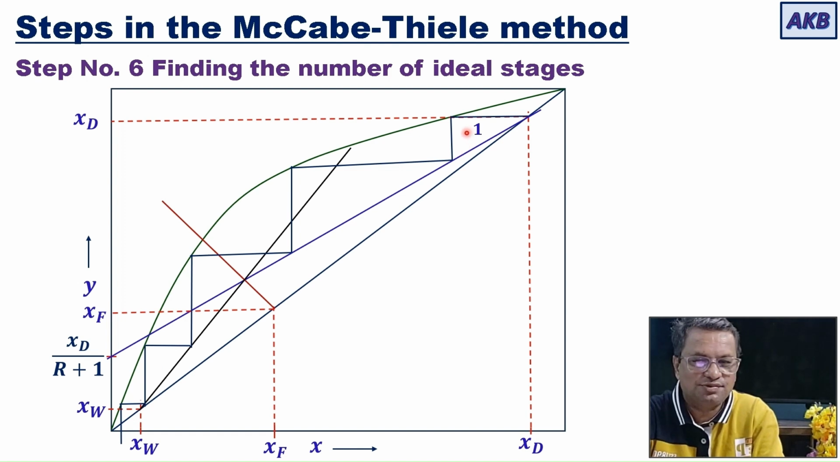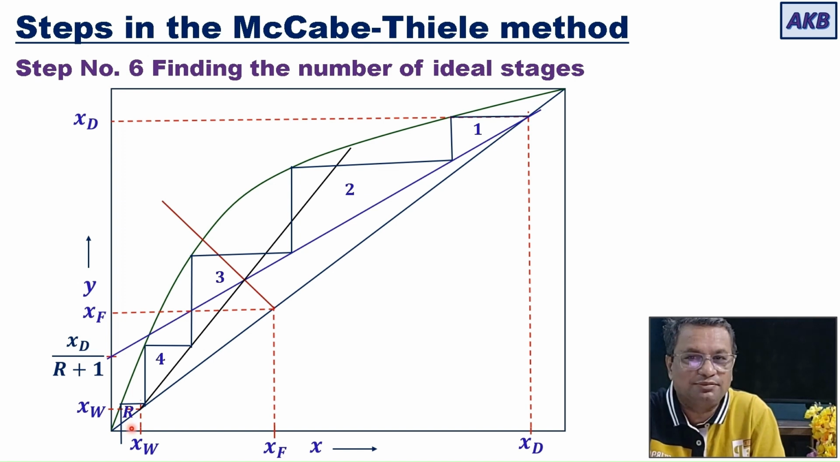Okay, so each of the triangles will be an ideal stage in this case. So this is ideal stage number 1, ideal stage number 2, ideal stage number 3, ideal stage number 4, and ideal stage number 5. Now actually, step number 5 in this case is the reboiler. That's why I'm denoting it as R. So R is that stage which has the point XW in it. So that will be the reboiler.